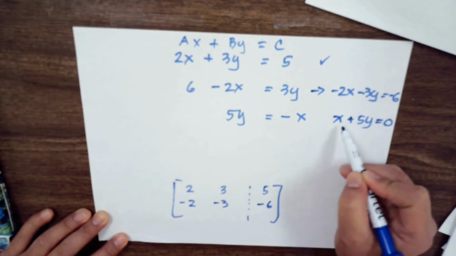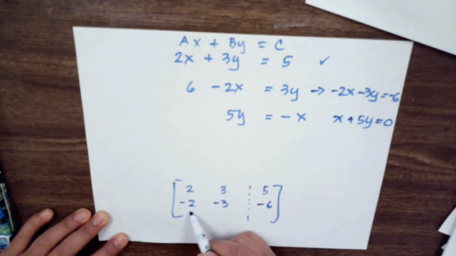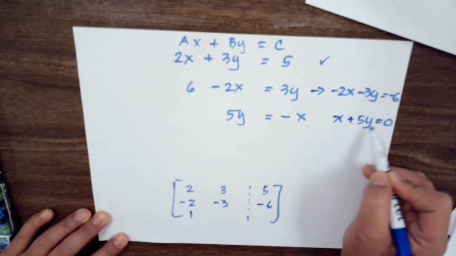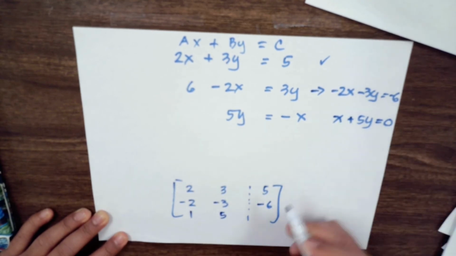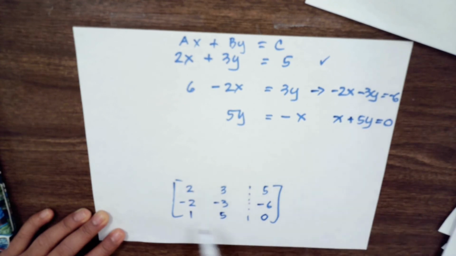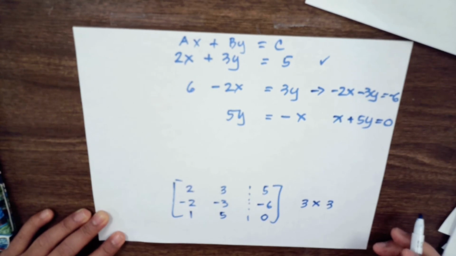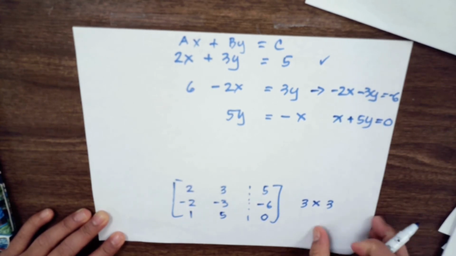This one, you have the x term with a numerical coefficient of 1, and the y term with a numerical coefficient of 5, and its constant is 0. So this one is a 3 by 3 matrix. That's the order and the dimension of the matrix.